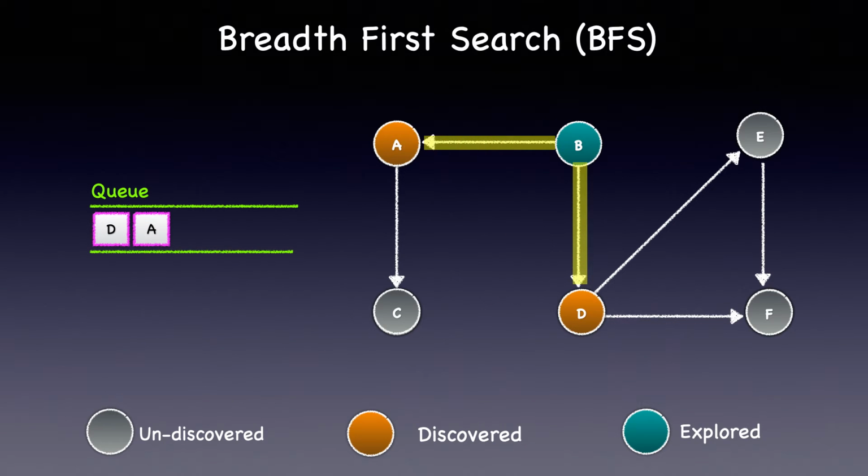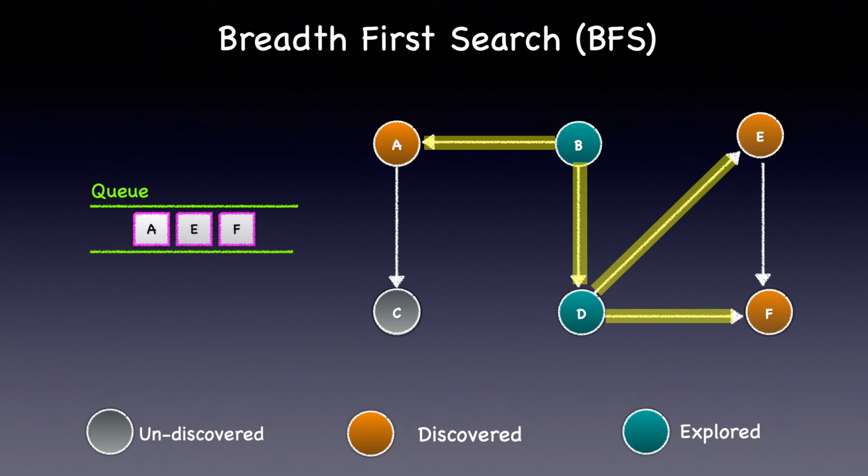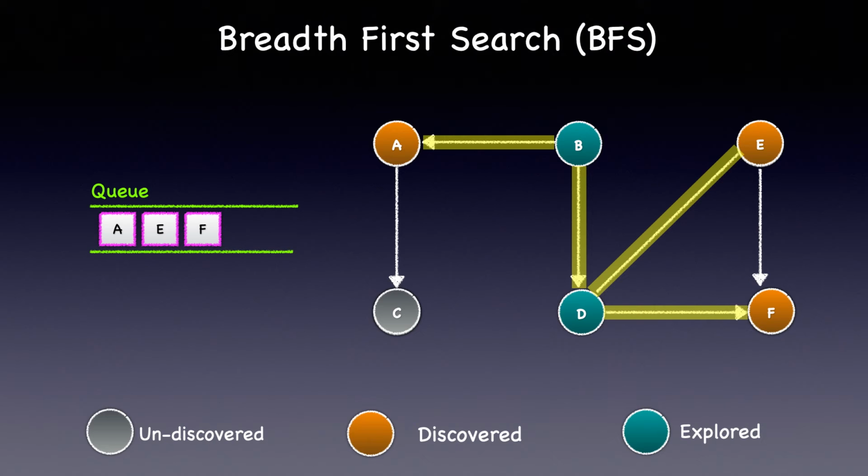The next node in the queue is node D. It has two neighbors E and F. So we'll pop node D from the queue, mark it as explored, and append nodes E and F to the queue. The next node in the queue is node A. It has one neighbor, which is node C. We'll pop node A off the queue, mark it as explored, and append node C to the queue.